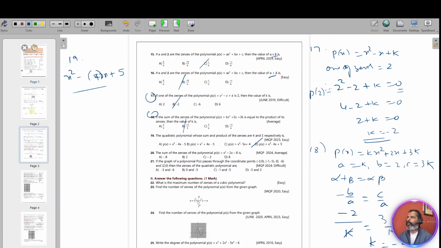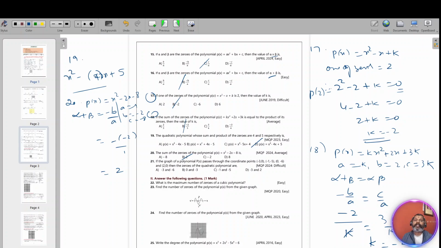Sum of zeros of the polynomial. What is sum of zeros? Alpha plus beta is equal to minus b by a. You have to write the expression here. P of x equal to x square minus 2x minus 8. B is minus 2, by 1, 2. Sum of zeros is 2. So you have to take a equal to 1, b equal to minus 2, c equal to minus 8. I'm just giving you the solution approach.